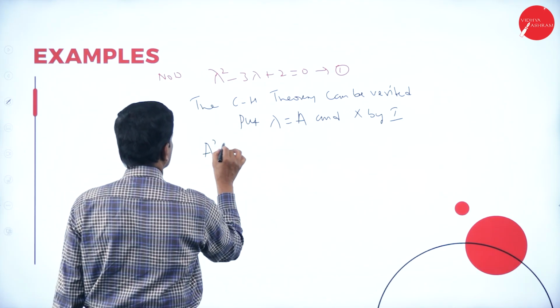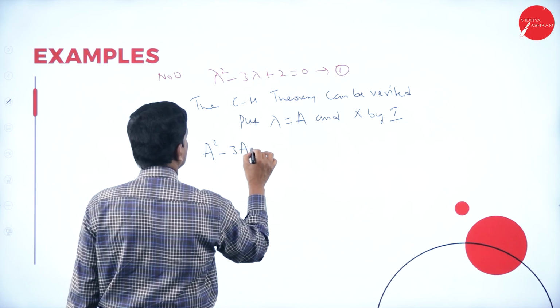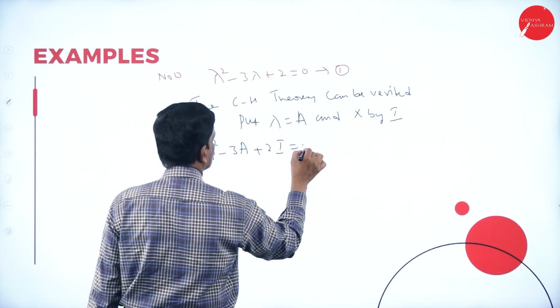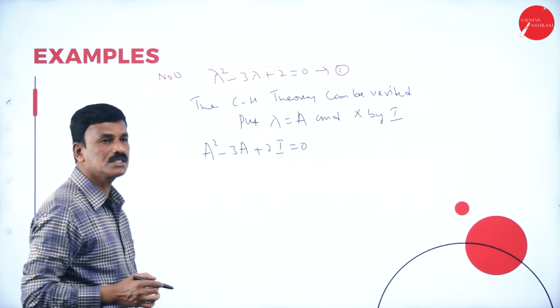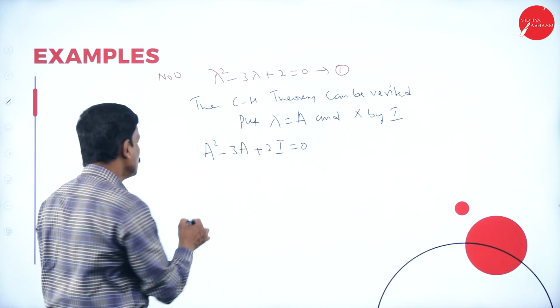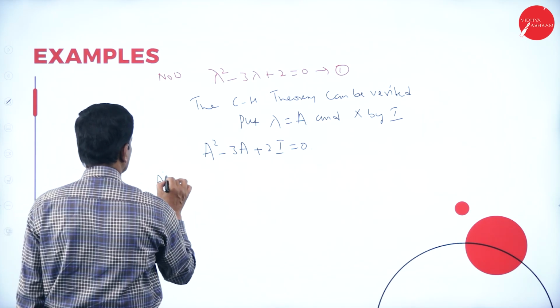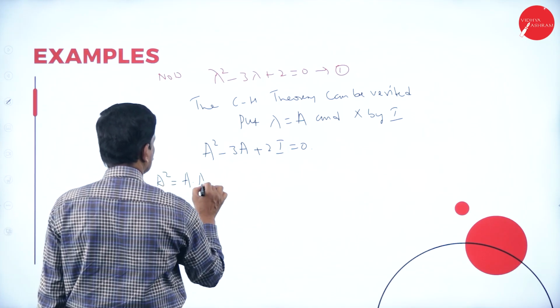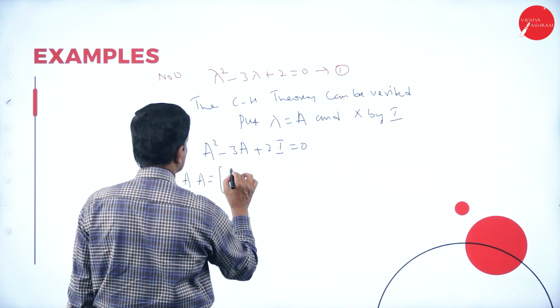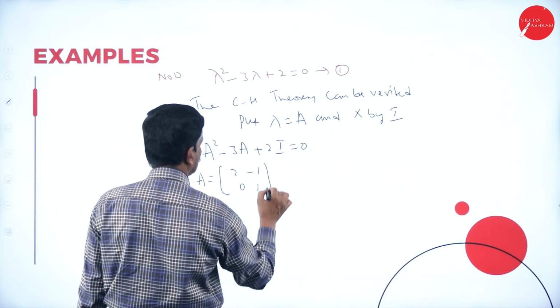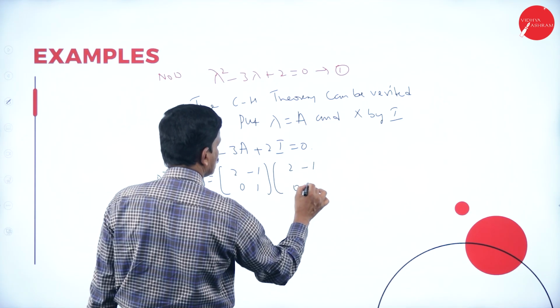So then what we will get? A square minus 3A plus 2I is equal to 0. Now verify whether A square minus 3A plus 2I is equal to the null matrix or not. Now just find A square. What is A square? A into A. What is A? A is the given matrix [2 -1; 0 1]. Again A, [2 -1; 0 1].